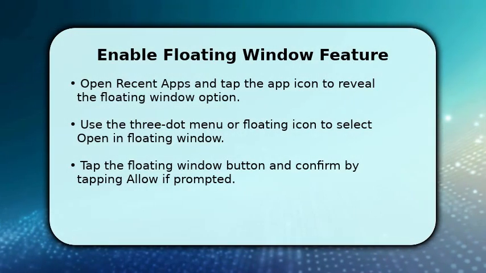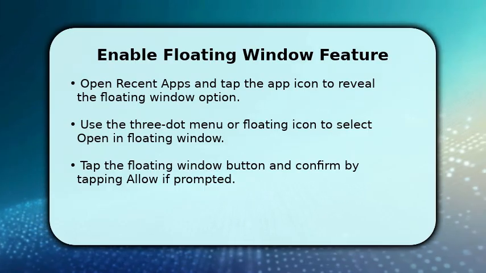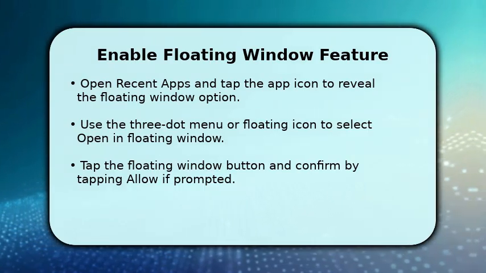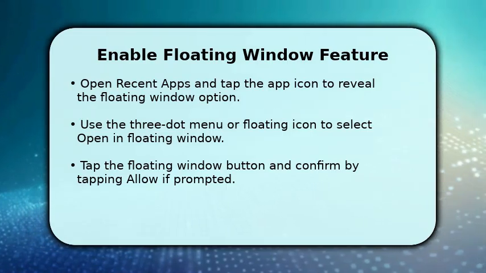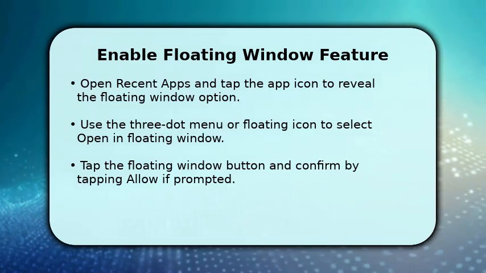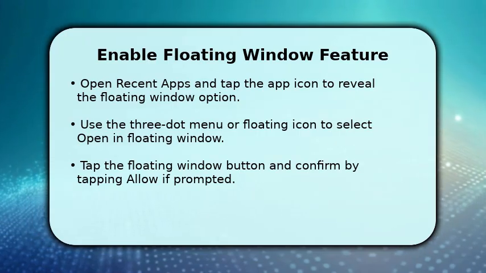Now enable floating windows on your Realme C21y step by step. Open the recent apps overview by tapping the square or using the navigation gesture. Tap the app icon shown at the top of the app card to reveal options. Choose Open in Floating Window or tap the floating icon that appears.